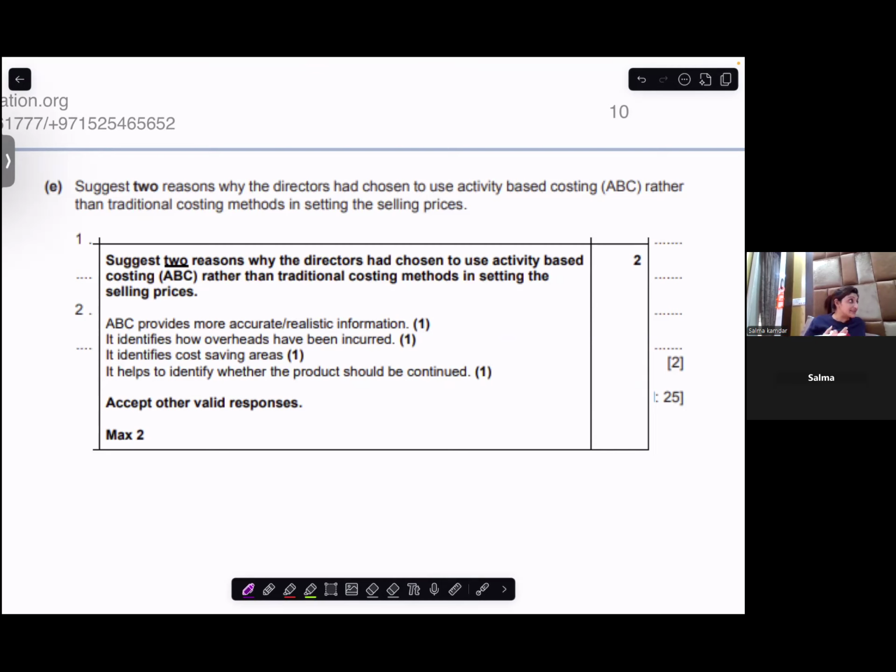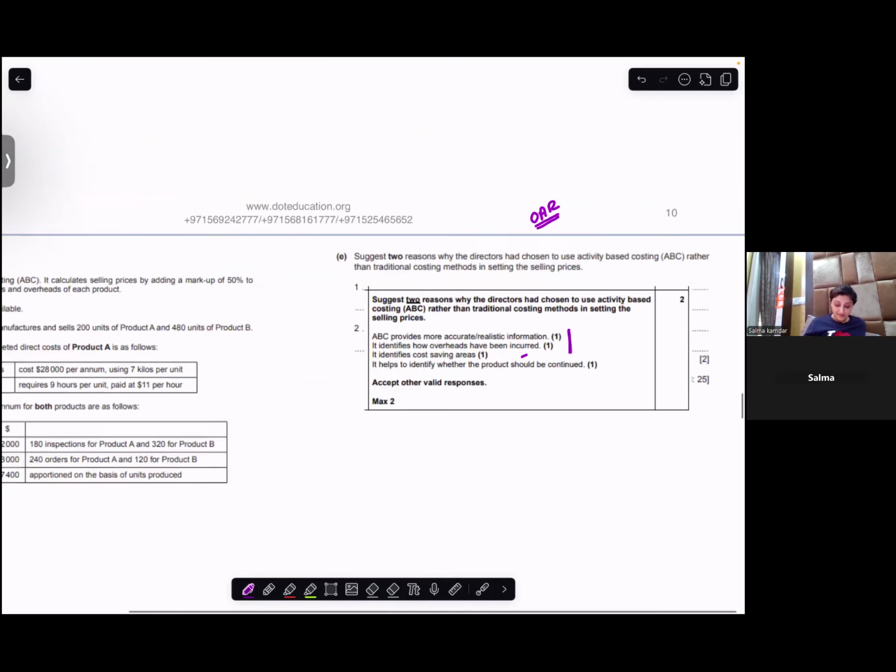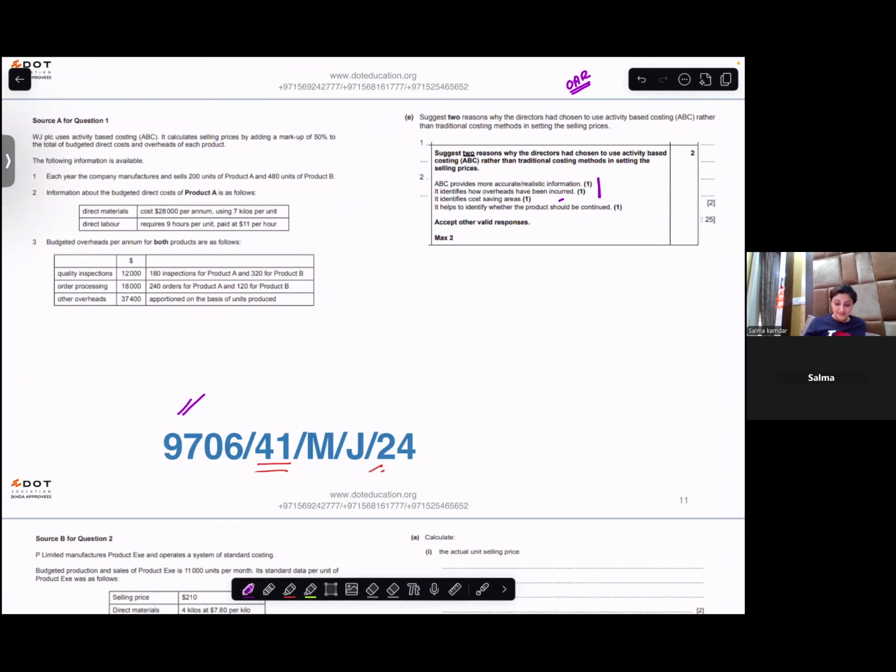Because it is more realistic. OAR gives you one rate for all the activities. So this is more realistic, it is more accurate, and it tells us which product is using which overheads, how the overheads have been incurred. Okay, so these are the benefits of activity based costing. With this, I complete 9706 May June 2024, paper 41 or paper 43, source A, that is related to activity based costing.